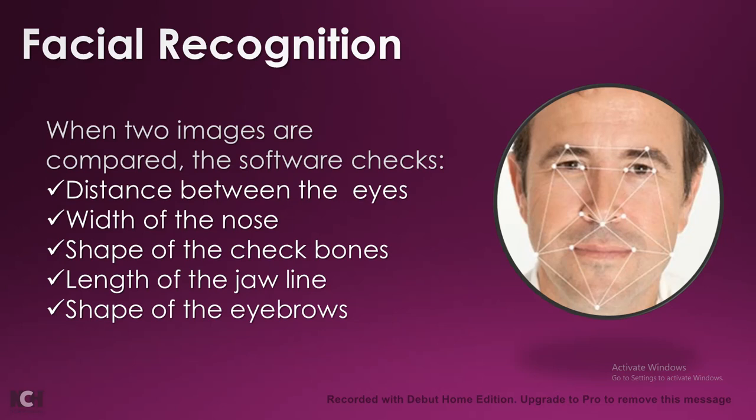Okay, so what a facial recognition system does and how it recognizes is, when two images are compared, the software basically checks the distance between the eyes, width of the nose, shape of the cheek bones, length of the jawline, and the shape of the eyebrows. So because these things can never change on your face.